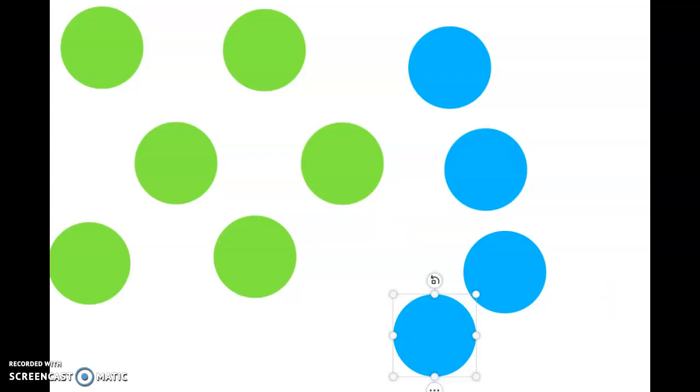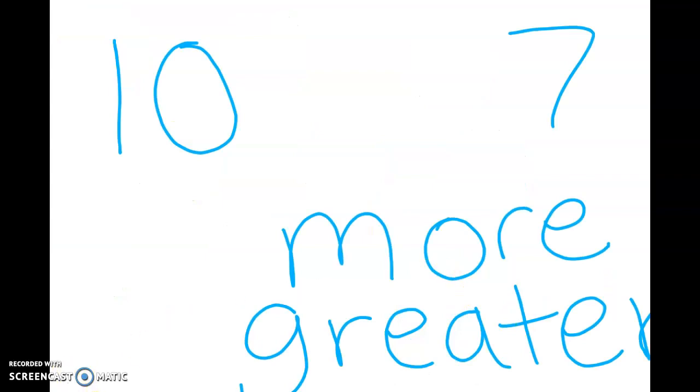All right, now we're going to compare our numbers that are written numbers, okay? Our numerals, our numbers. I have 10 and 7. Which number is greater or more, 10 or 7? Yell it out. 10. I hope you said 10. 10 is greater or more than 7.